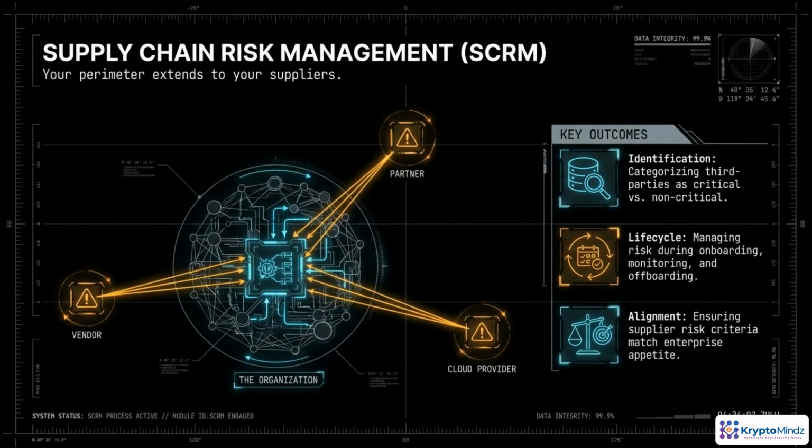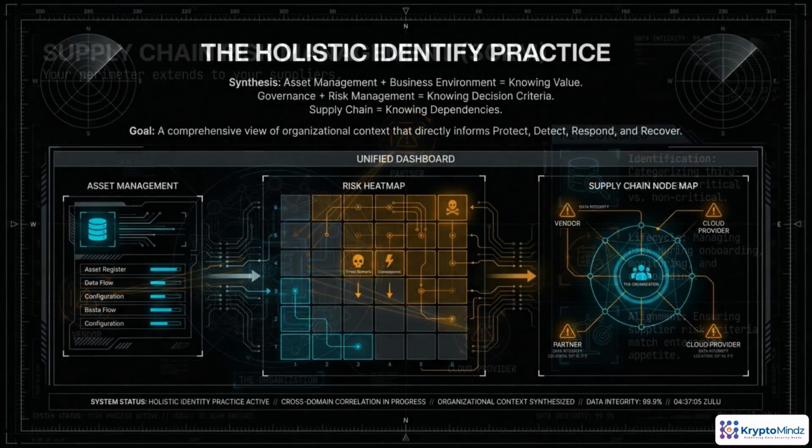In CSF 2.0, supply chain risk management means your attack surface includes every vendor, partner, and cloud provider you rely on. You start by identifying which third parties are truly critical to your mission and which are not, because they don't all deserve the same level of scrutiny. Then you manage risk over the entire lifecycle: due diligence before onboarding, continuous monitoring while in use, and structured offboarding. And you align supplier requirements with your own risk appetite, so contracts, controls, and oversight reflect how much risk the business is actually willing to accept.